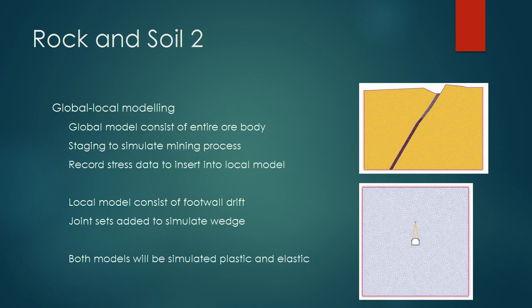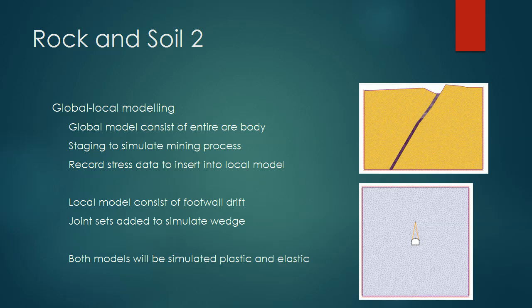In RS2 we will use global local modeling. The global model consists of the entire ore body together with the ground surface, and it can be seen up to your right. It is set up in stages in order to simulate the mining process. Ore is being removed from the ore body, and behind the ore the hanging wall collapses and backfills the void. We will also place a data node on the 1020 level in order to record stresses for the different stages, which will then be inserted into the local model.